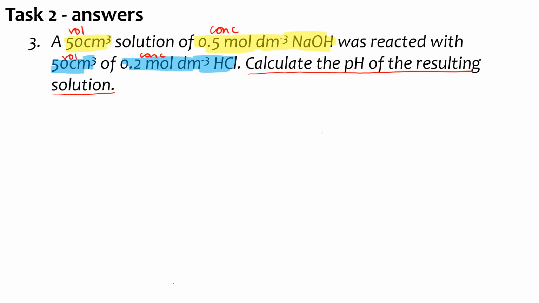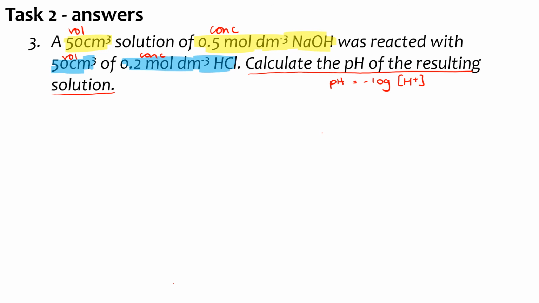Now pH, again we know that pH is minus log of H+, so whatever happens we've got to work out the concentration of H+ at the end. That could mean that we need to use Kw if we end up with excess NaOH. It could mean that we just go straight into this expression, pH equals minus log H+, if we get an excess of HCl, but we have to know which one is in excess.